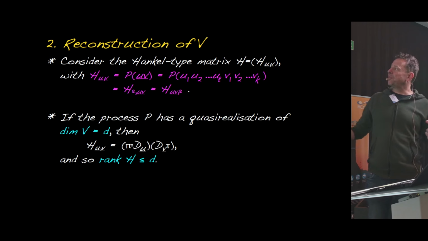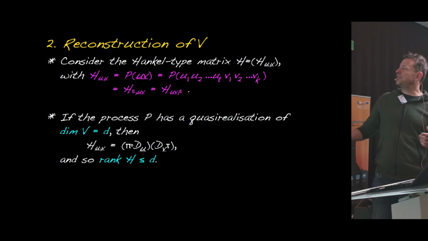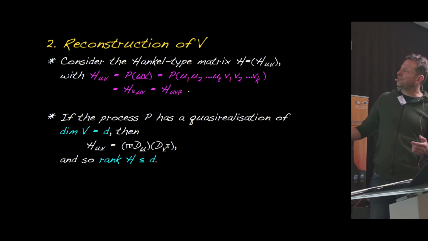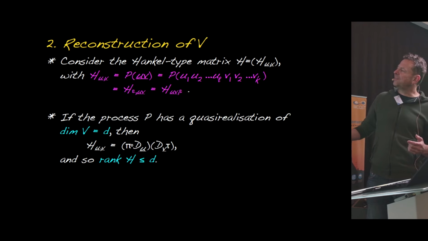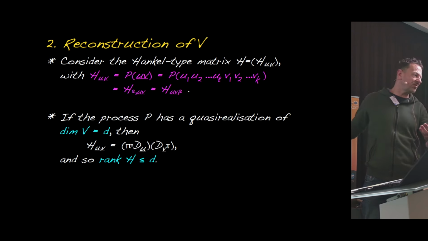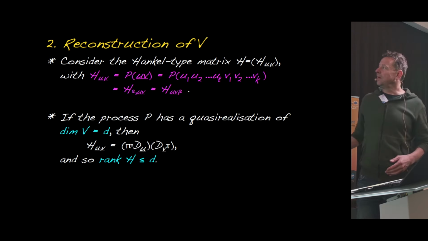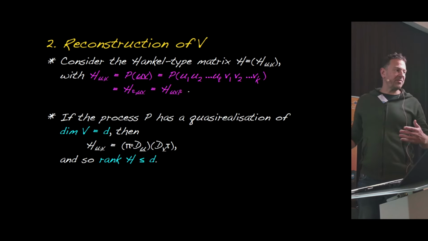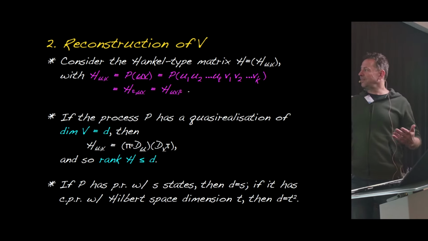The fundamental observation is that if the process has a quasi-realization of dimension D of this vector space, then I can write this matrix in this way. I can sort of factorize the entry by first applying d_v to the unit and d_u to the state. So this is an element of V, this is an element in the dual, which is also D-dimensional. So the whole thing has rank D at most. And so the rank of this matrix turns out to be a key thing.